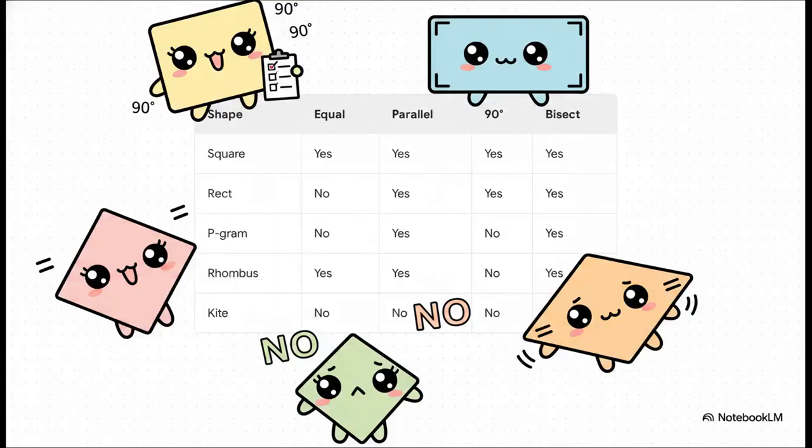Let's bring it all together now. When we summarize these traits, just notice how the square checks almost every single box. Equal sides, parallel sides, right angles, and diagonals bisecting at 90 degrees. Then look at how the rectangle and rhombus trade off properties. One gets the right angles, the other gets the equal sides. And way down at the bottom, the kite sits there with absolutely no parallel sides and no right angles, yet it still plays a super vital role in the quadrilateral family.